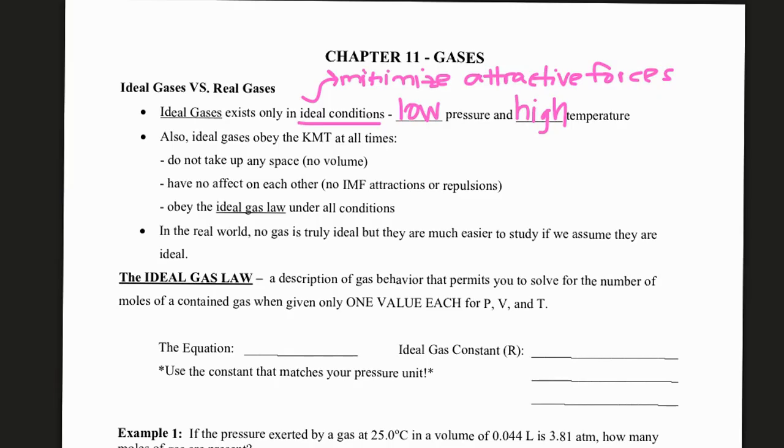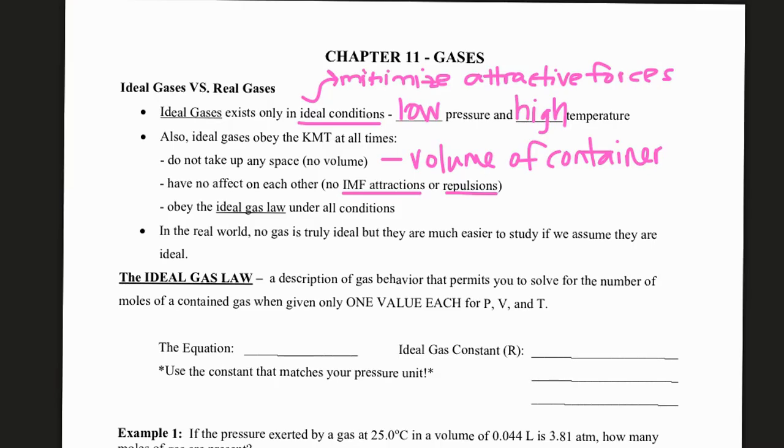So ideal gases obey the kinetic molecular theory at all times, which is why we prefer them, right? The kinetic molecular theory we previously learned about is that they don't take up any space or volume. So we pretend that our gas molecules occupy the volume of the container, and that we don't take the individual molecules' volumes into consideration. We also assume they have no intermolecular force attractions or repulsions, which is why we set those conditions. And they would obey these conditions no matter what, right?